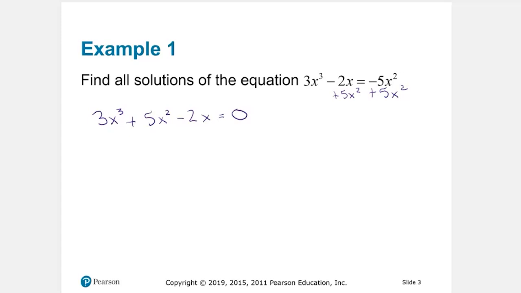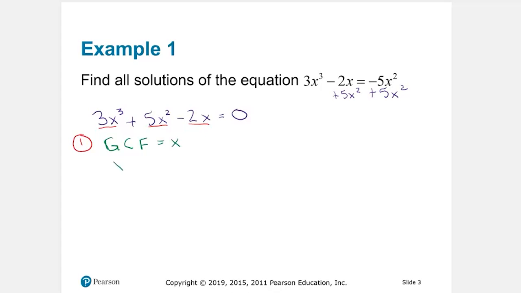So next thing we're going to do, remember I said the first step whenever we factor is to find the greatest common factor. And the greatest common factor basically is what I can divide each one of those terms by, 3x to the third, 5x squared, and minus 2x. If I divide by x, then all of them will still not be in fractional form, right? So the greatest common factor is going to be x in this case.